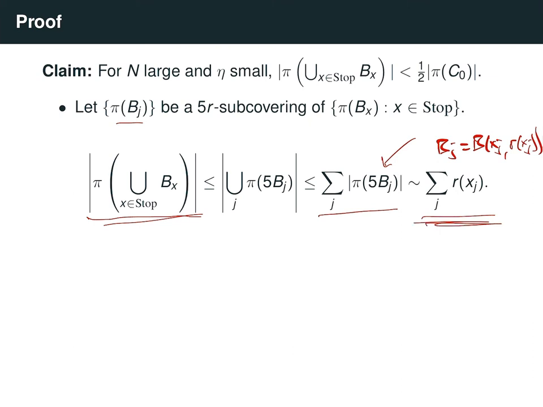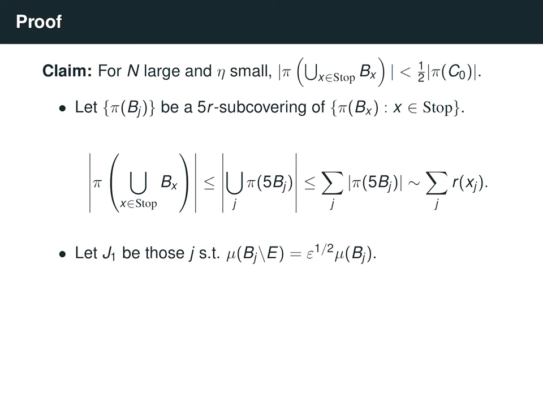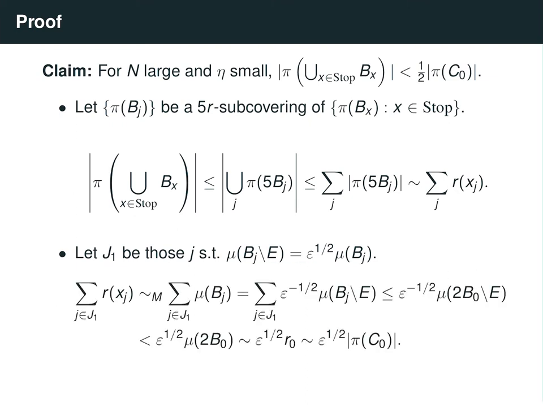So what we're going to do is split the sum into two parts. Okay, so recall that for any stopped ball, there were these two equations where one of them had to hold for the stop ball. Okay, so one of them was that the measure of the stop ball minus E was equal to epsilon to the 1/2 times the measure of the stop ball. So we're going to let J1 denote the indices corresponding to stop balls of this type. Okay, so let's just estimate the sum of r_{x_j} over these indices.